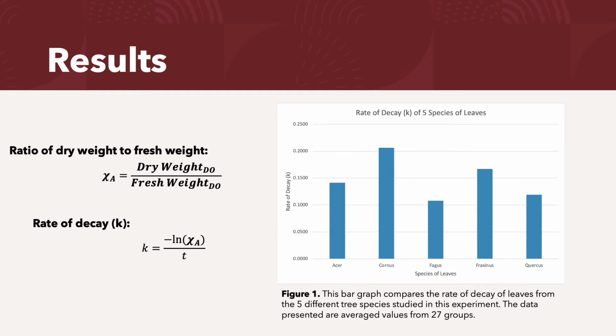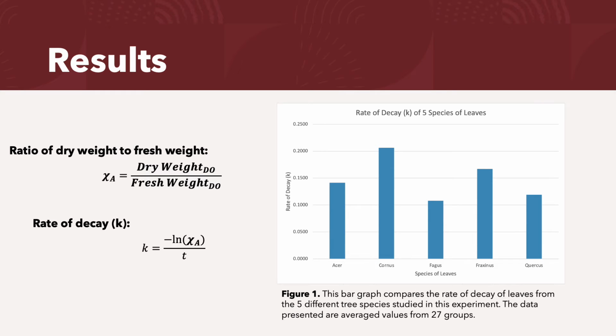These equations were used by 3 to 4 groups in each of the 9 laboratory sections in order to find the rate of decomposition for each species. These values from each group in all 9 sections were averaged in order to find the values used to create Figure 1. Figure 1 compares the average decomposition rates of each tree species.